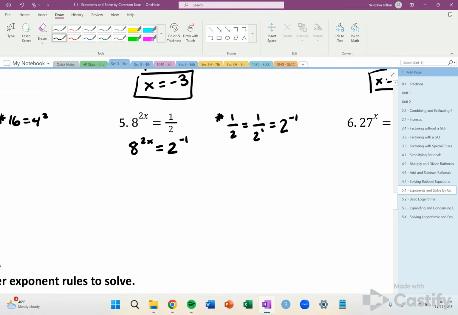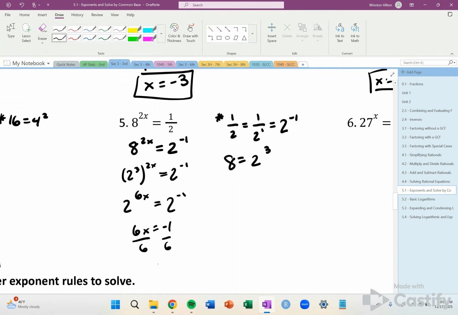We can also rewrite 8 as 2 cubed. So now we can rewrite 8 as 2 to the power of 3 raised to 2x equals 2 to the power of negative 1. Multiply those powers. We get 2 to the power of 6x equals 2 to the power of negative 1. Drop the bases because they are the same. Divide by 6, and we find that x is equal to negative 1/6.